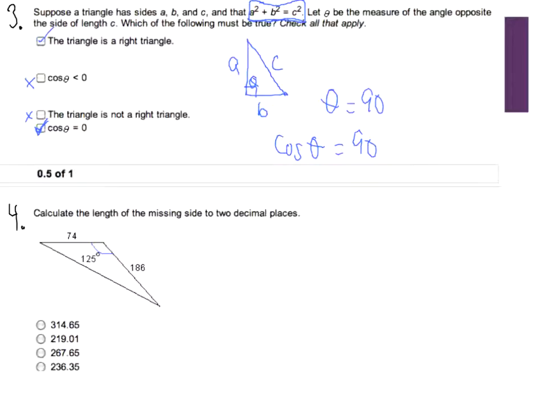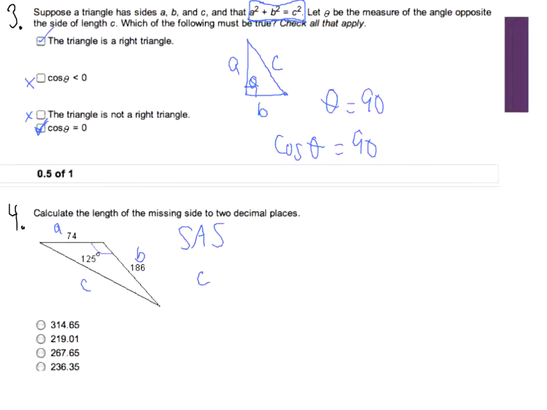Okay, number 4 says calculate the length of the missing side to 2 decimal places. So here I have a side angle side, so I'm still allowed to use my law of cosines. I'm going to just label these A, B, and C. That way I can get my formula purposes. So again, A and B can flip-flop places, but C is always the hypotenuse, always across from your longest side.